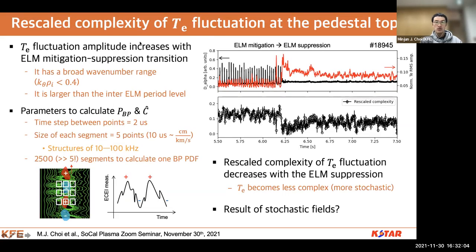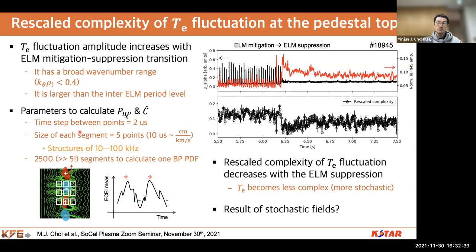And we analyzed the rescaled complexity of T fluctuation near the pedestal top. Here, I first showed you the normalized temperature fluctuation amplitude in the red. You can see that this normalized fluctuation amplitude increased significantly after the LM suppression transition. And it has a broad wave number range, I will show you later. And it's larger than the inter-LM period level, as you can see. So the fluctuation amplitude itself is increased significantly in the LM suppression phase.